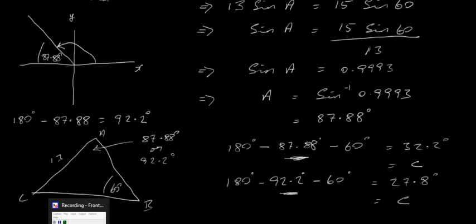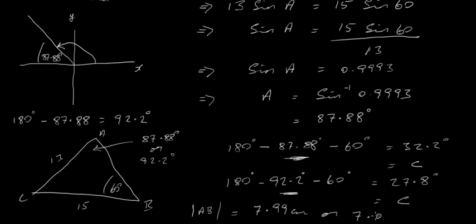And you'll also find that when you use the sine rule again to find this side here, you'll get two different lengths for AB. I won't go through that, it's just what I did up here. So AB is either going to be 7.99 centimeters or it could be 7.00 centimeters. So this is the ambiguous case here really. Because sine is positive in the second quadrant, you can get two different angles for A in this case. That means you can get two different angles for C, and as a result you'll get two different lengths of this particular side here.